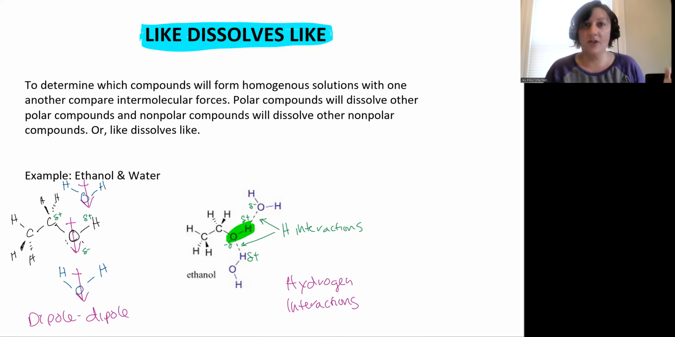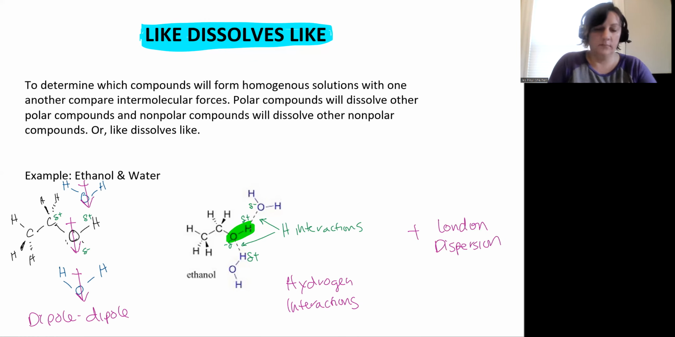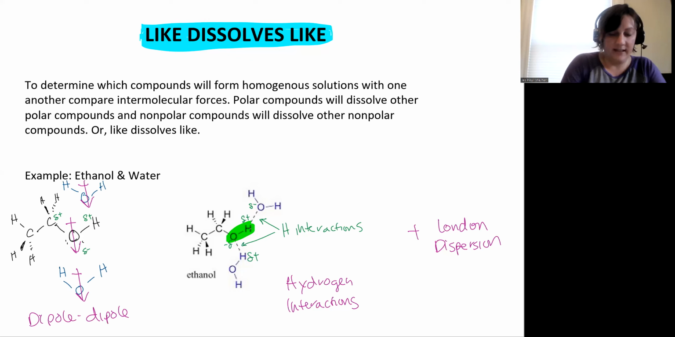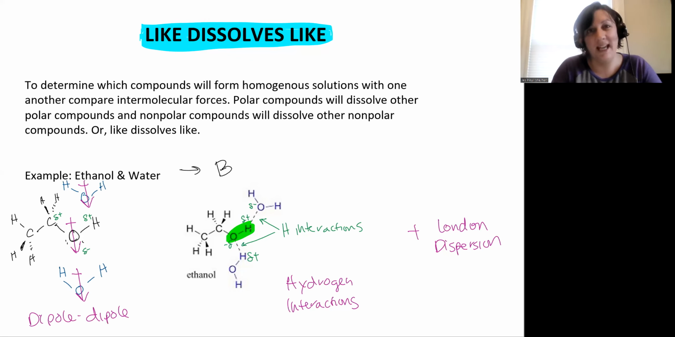And we also have just our London dispersion forces as well for both of these molecules interacting with each other. But really, at the end of the day, the thing that is most important is that both molecules are polar. And so they'll be able to dissolve in one another and form a solution.